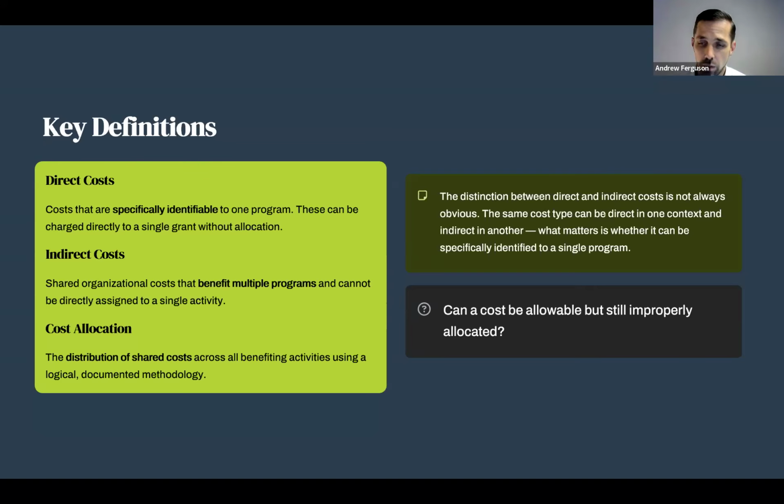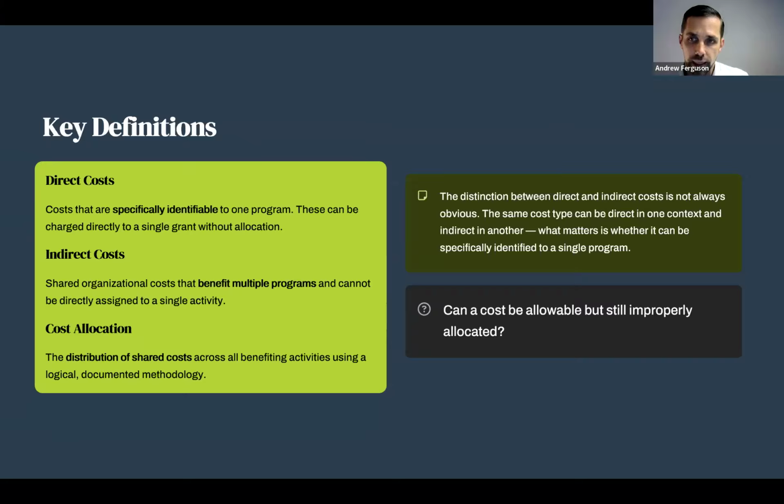So the direct cost is exactly what it sounds like: can you trace it directly to the program? I'm thinking about some other programs that are typically run through community action agencies, Head Start, for example. If you have a Head Start teacher or educator who is in the classroom watching the children, her or his salary is going to be a direct cost for the program. An indirect cost is a shared organizational cost that benefits multiple programs and cannot be directly assigned to a single activity.